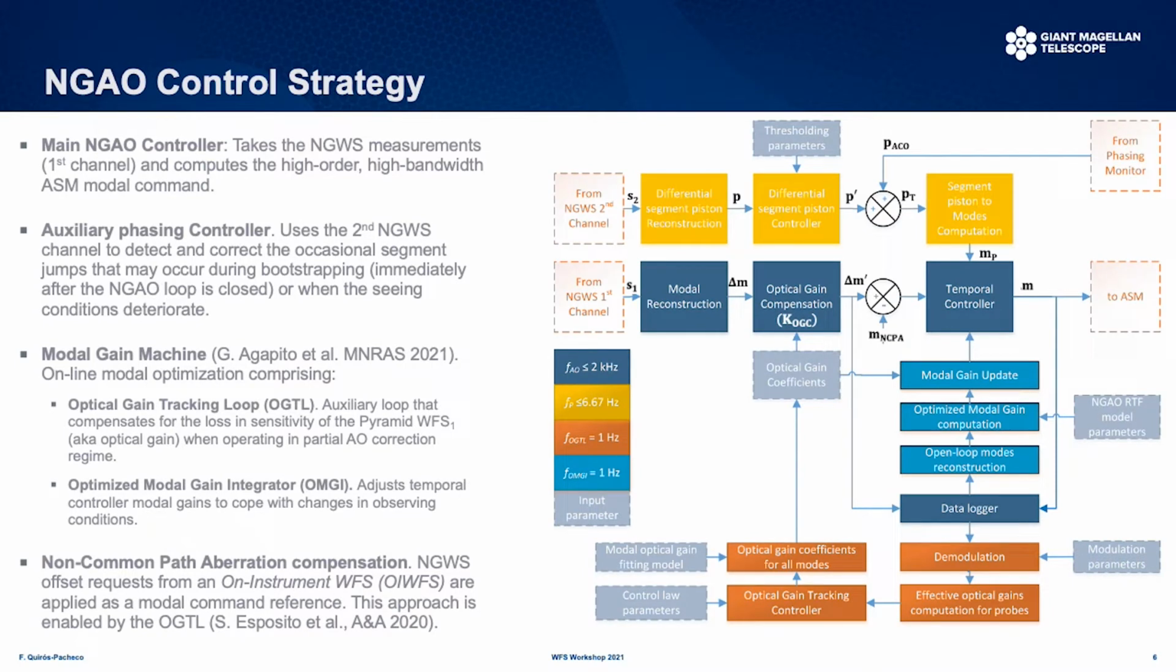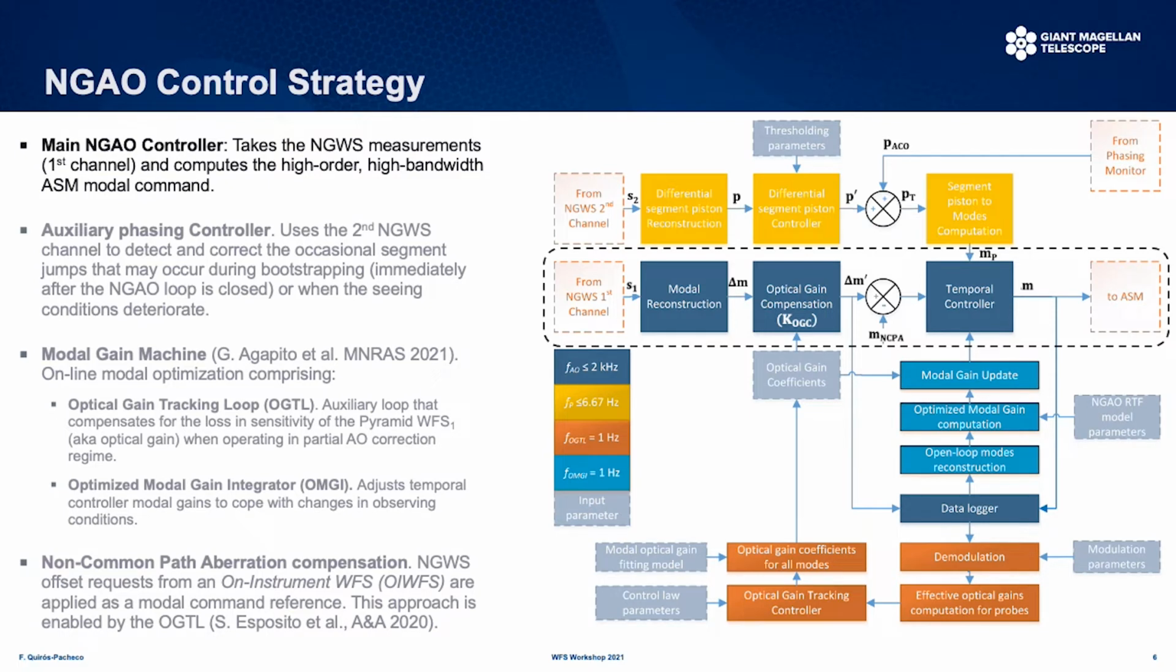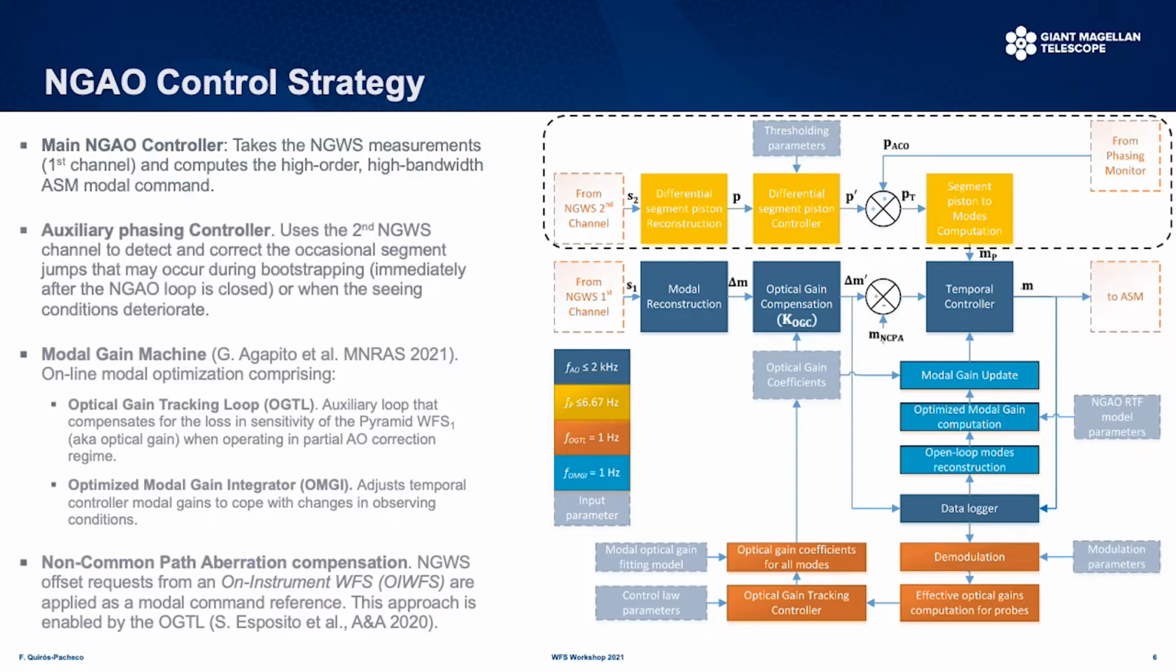This slide summarizes the NGAO control strategy, starting from the main NGAO controller that takes the NGWS measurements, the first channel, and computes the high-order, high-bandwidth ASM modal command. We have also the auxiliary phasing controller that uses the second NGWS channel measurements to detect and correct the occasional segment jumps that may occur during bootstrapping or when the seeing conditions deteriorate, as we will show later in the simulations.